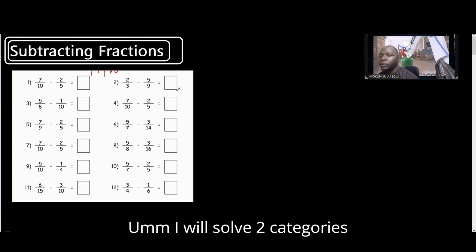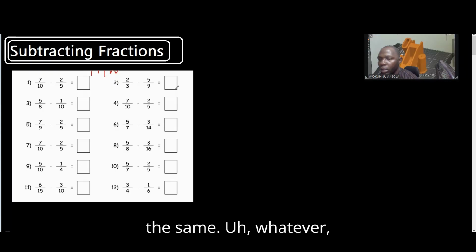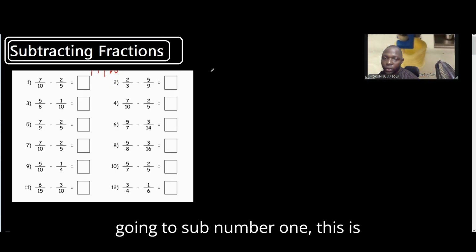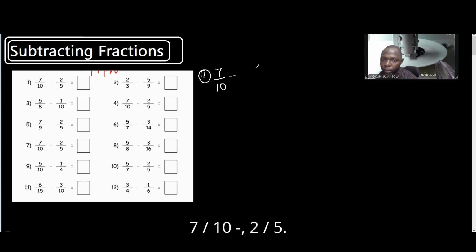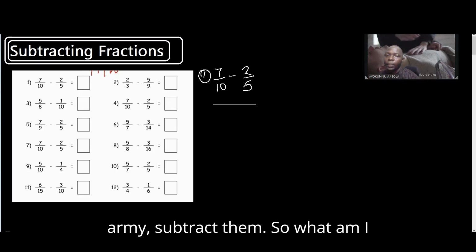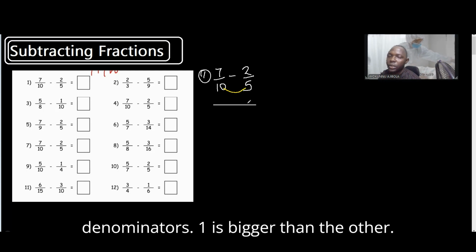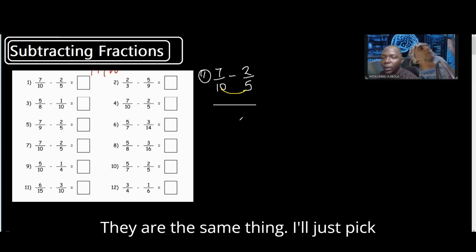I'll solve two categories, maybe the ones that have whatever is common to them. If I'm going to solve number one, this is 7 over 10 minus 2 over 5. So the goal is to subtract them. So what am I going to do? I'll compare the denominators. One is bigger than the other. If they are the same thing, I'll just pick one of them, okay?